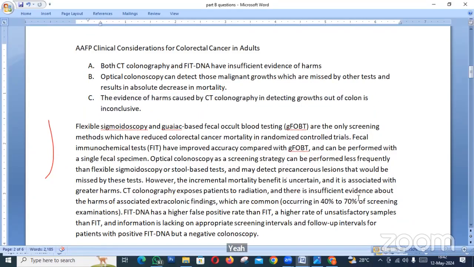CT colonography has insufficient evidence about the harms. Okay, let us separate them. CT colonography has insufficient evidence of harms. This part of the sentence is correct.